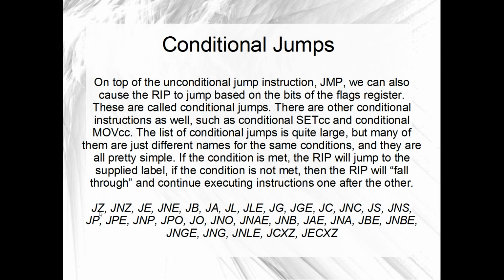Basically what's going to happen is if the condition that the jump's mnemonic implies is met, then the RIP will jump to the label. Otherwise what it's going to do is called fall through, which means it's just going to keep executing instructions one after another. So it either takes the label jump or it just keeps executing as if it never saw the jump at all. One line after another.